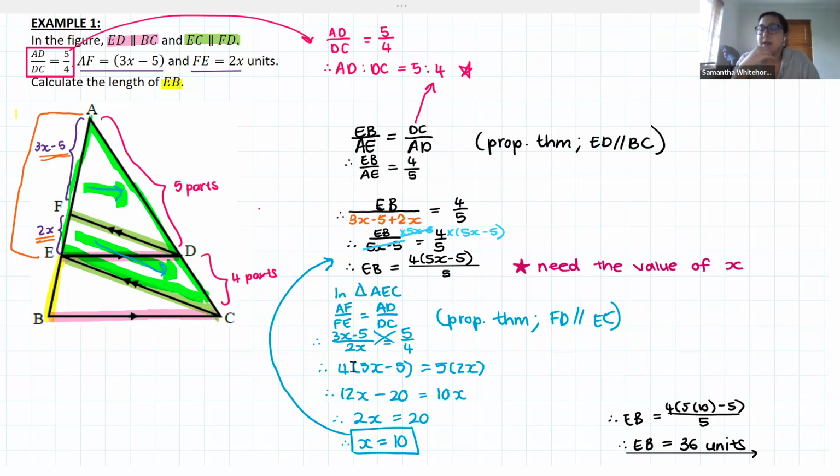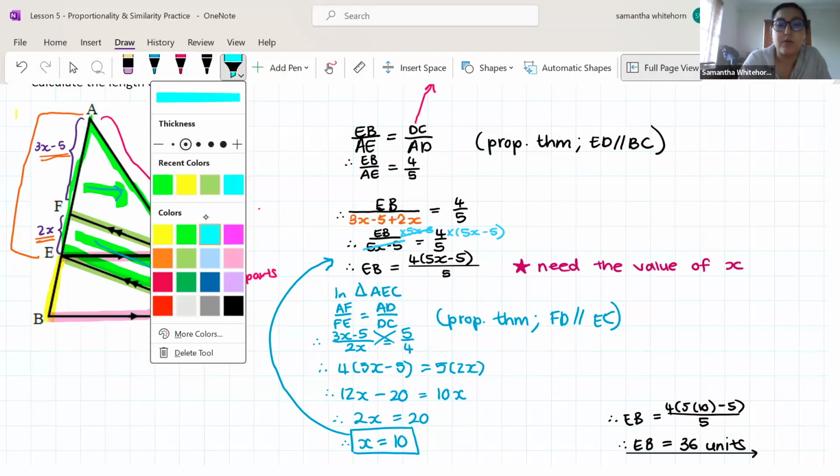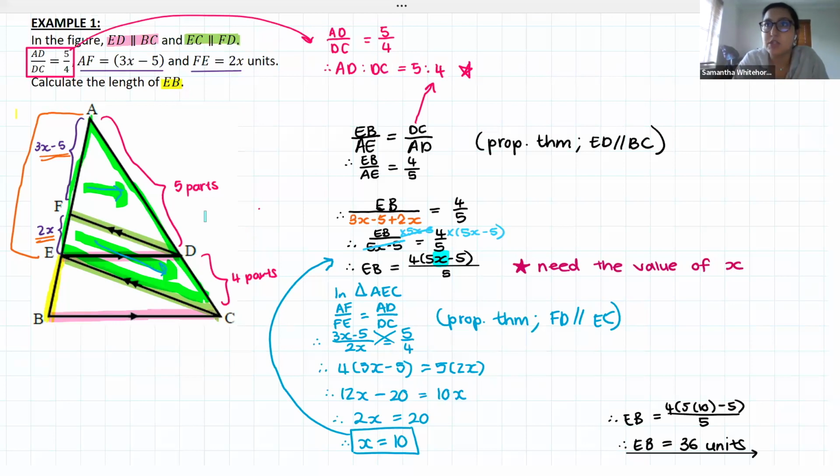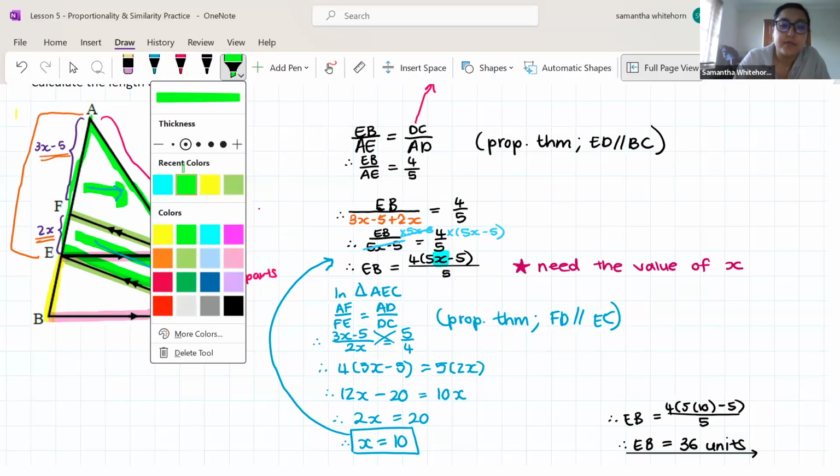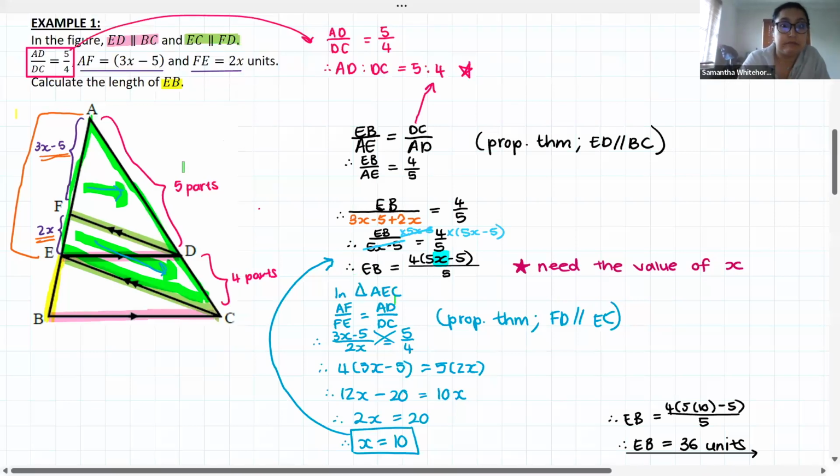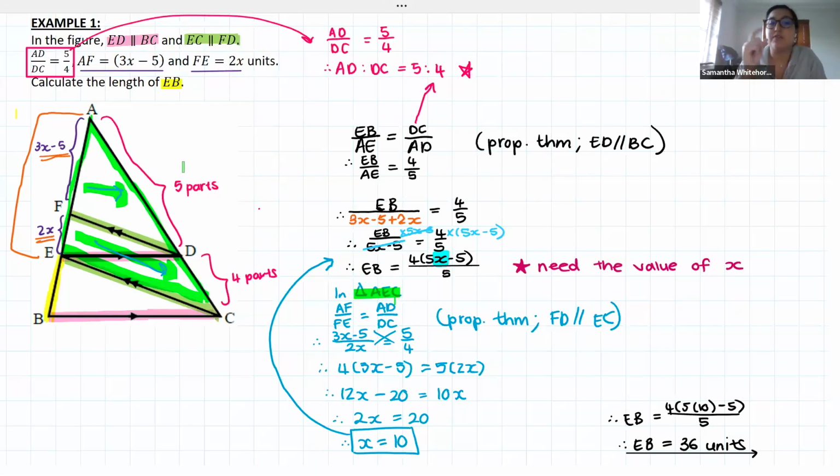Now, with this method, what will often happen is you will see that there's information that you are missing. Once we had that, what we saw was that we were missing the value of x. That's fine. Once you have missing information, you just go and find it. We could find the missing value of x because we saw in that green triangle, I not only had the ratio of AB to DC, but I also knew that AF and FE were 3x minus 5 and 2x respectively. And so then I could easily set up an equation and solve for x. And once I had x, all I needed to do was substitute back into my expression.